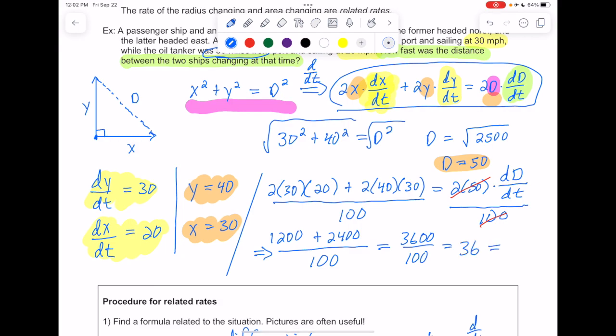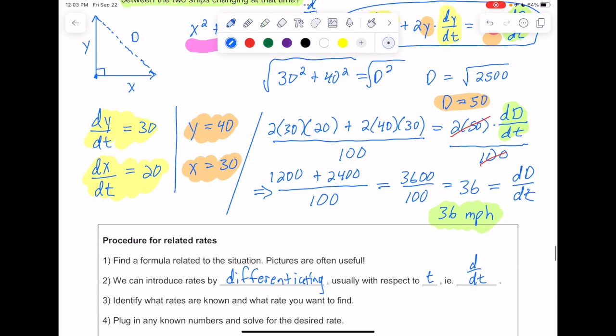And what is that 36? If we go back, that is this piece right here, dD/dt. So that was the piece we were looking for. And 36 what? Well, it's a rate of change. And the dx/dt was 30 miles per hour. The dy/dt was 40 miles per hour. So the dD/dt is 36 miles per hour. And that's our answer.